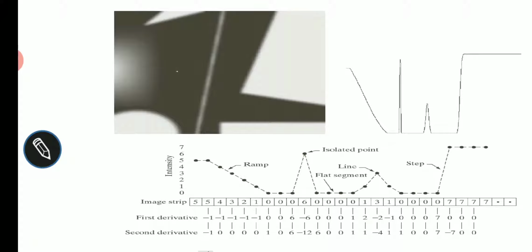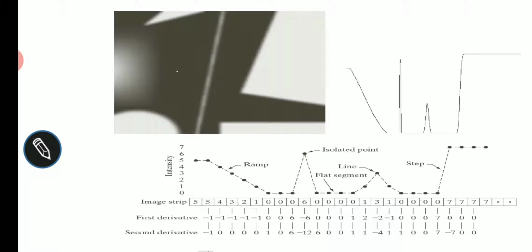Transitions involving thin objects such as lines are often referred to as roof edges, and figure C shows the simplification of the profiles with just enough points to make it possible for us to analyze numerically how the first and the second derivatives encounter a noise point or a line and edge objects.